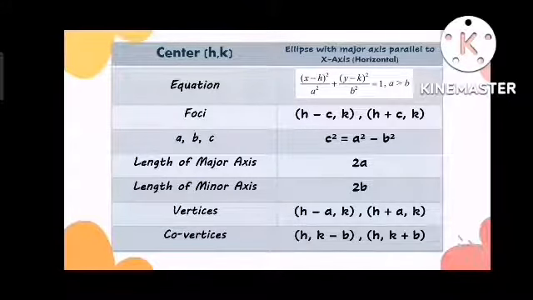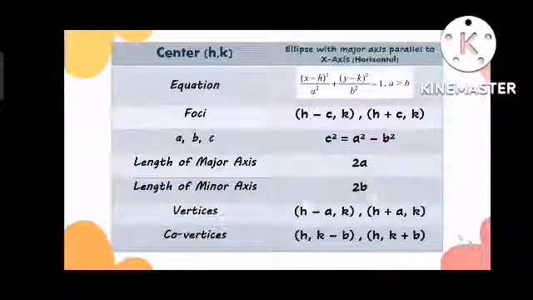For its foci, we have (h minus c, k) and (h plus c, k). To get the values of a, b, c, we're going to use the formula c squared equals a squared minus b squared. For the length of the major axis, we have 2a, and for its minor axis, we have 2b. For the vertices, we're going to use (h minus a, k) and (h plus a, k). And lastly, for its co-vertices, we have (h, k minus b) and (h, k plus b). So to understand more, let's have an example.